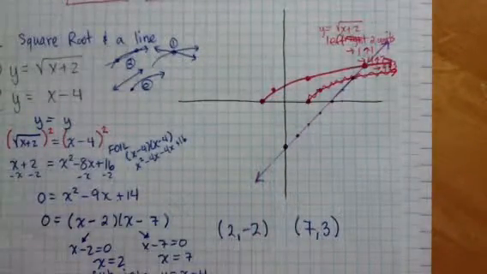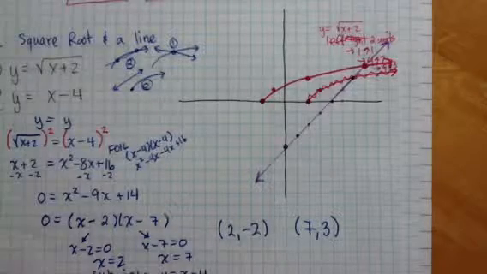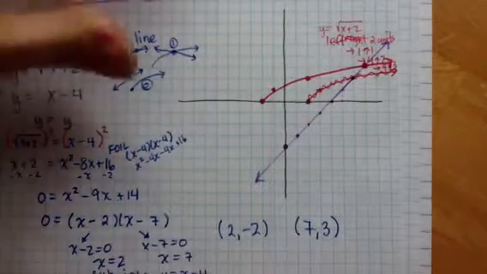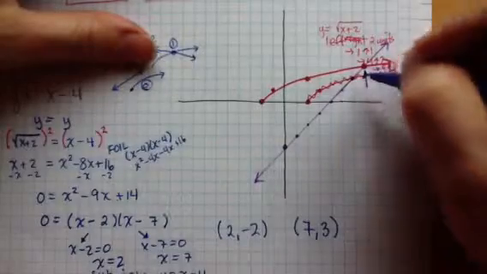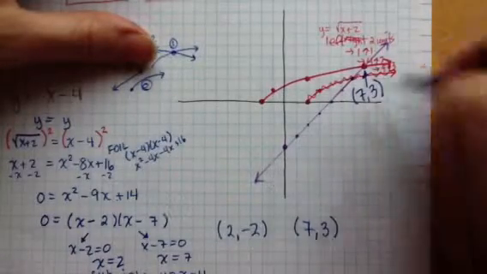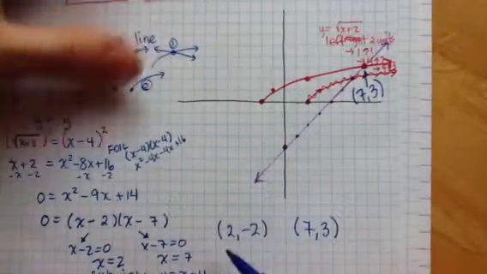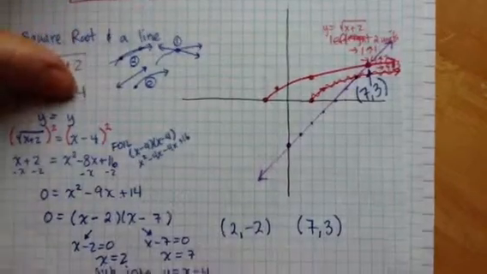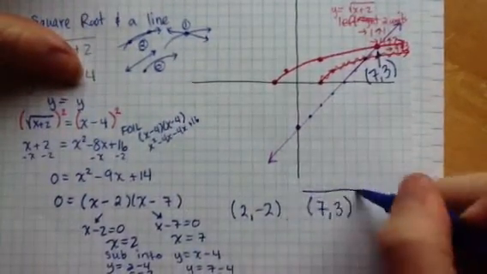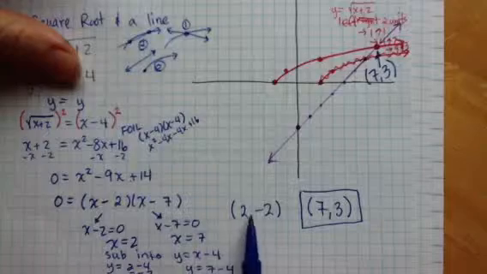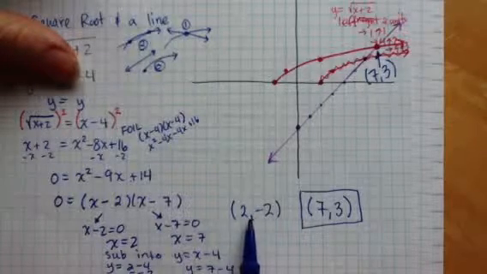Well, it's a good thing that graphs and algebra go together, because it allowed me to catch that mistake. So this ordered pair right here is 7, 3, and that is where my square root and my line cross, which is this ordered pair right here. But what about this ordered pair, this 2, negative 2?